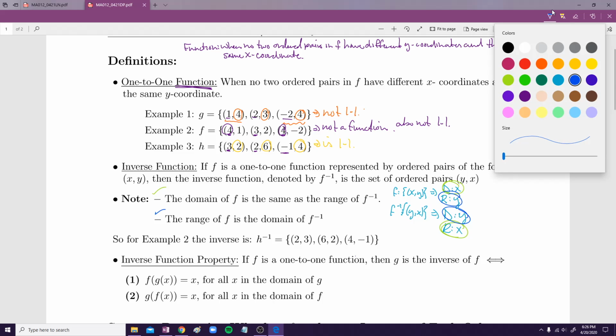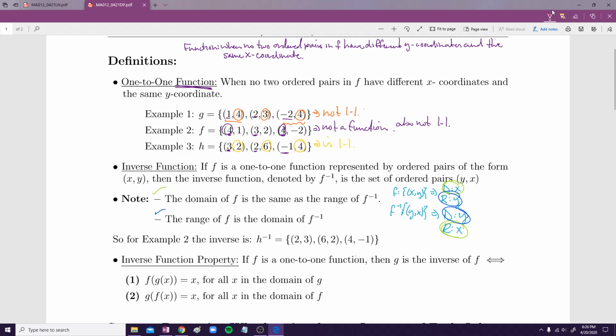So I have a little typo here. It says example 2, but this is actually example 3. So what is the inverse? Since this is 1-to-1, that means that h has an inverse. So what is the h inverse? These are my xy's, so this is yx. As you can see, this is 2, 3, and then 6, 2, and then 4, -1. It just switches spots on all of them, right?